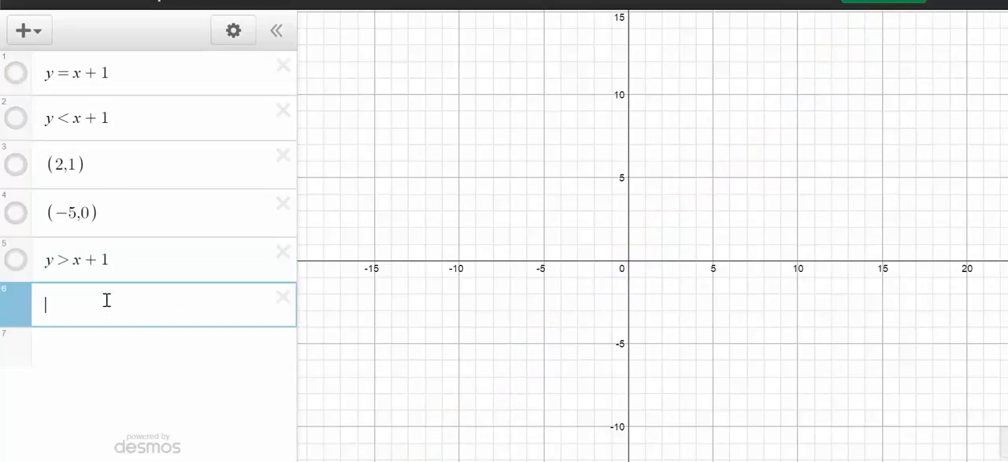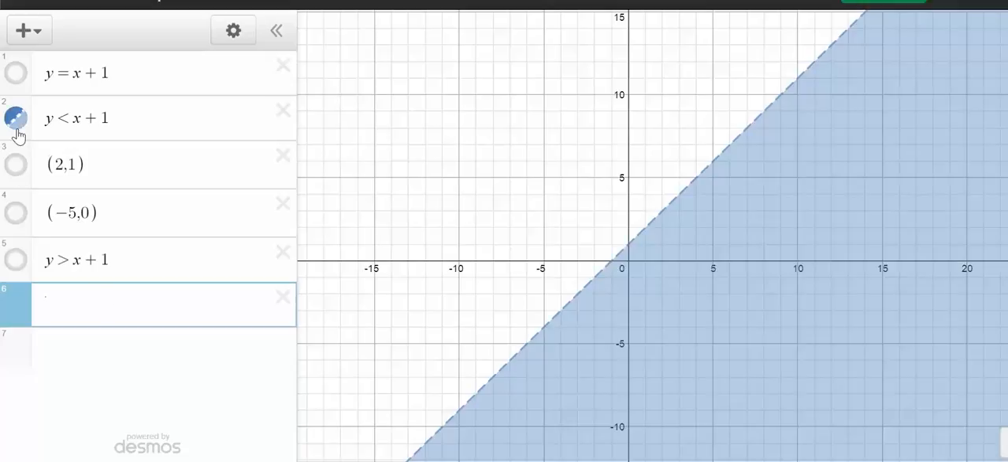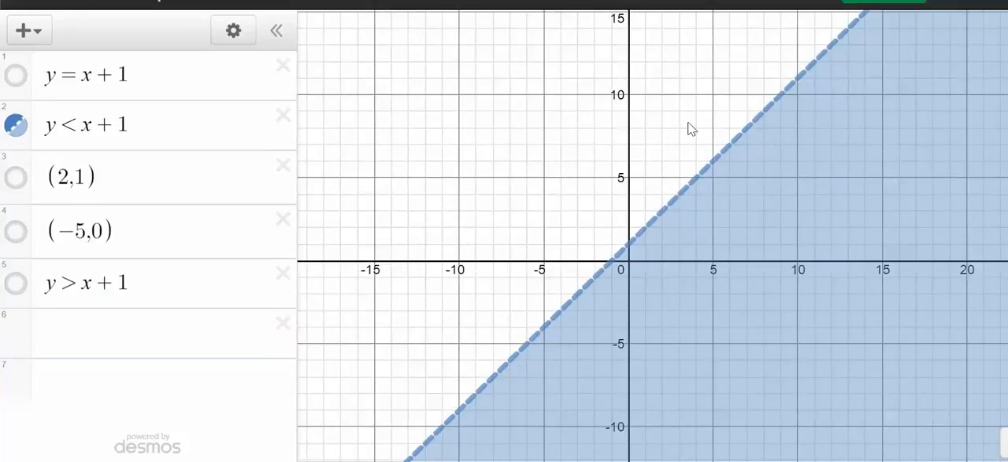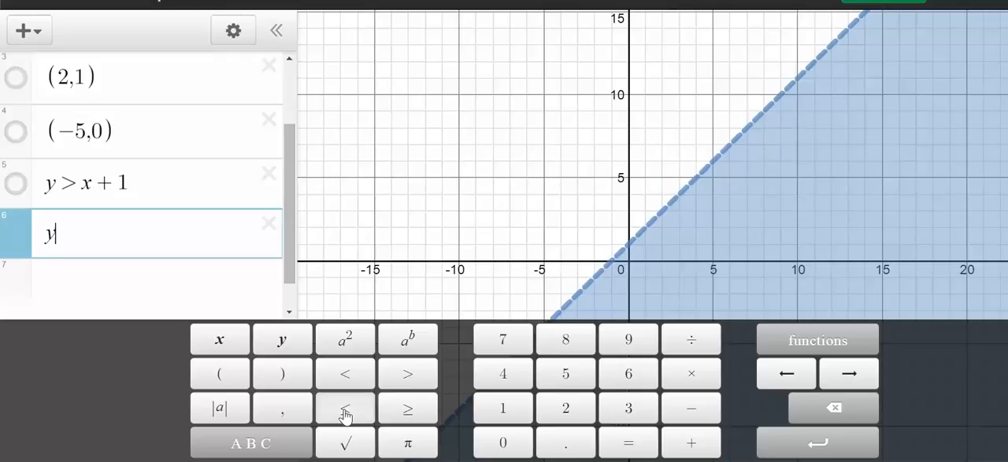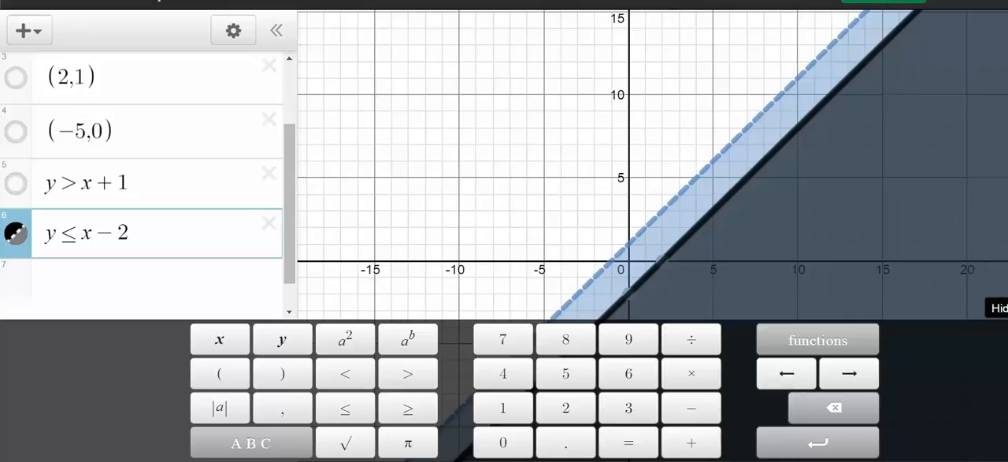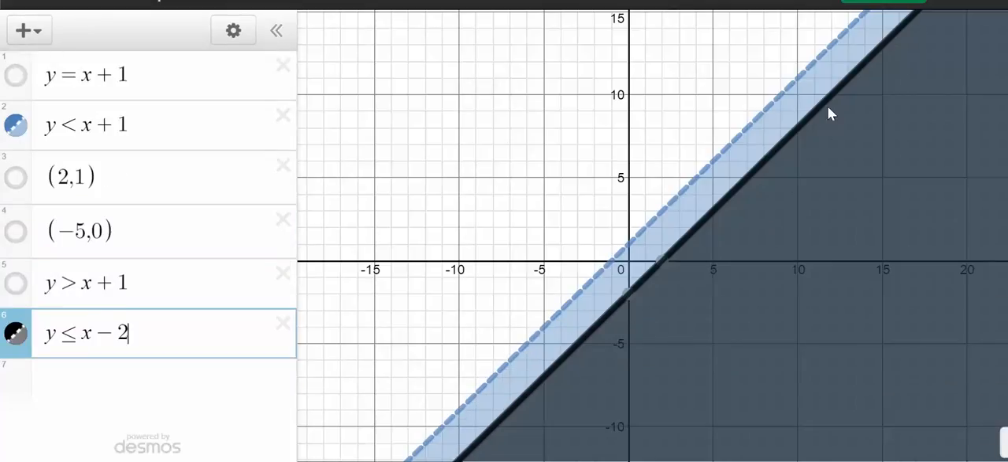Type for me, did you see, was it this one? Yes, this is how they do it. Okay, so let me go to projector mode here to make it a little bit more obvious. Take a look at this line here, y is less than x plus 1, and then take a look at this line over here. I'll do y is less than or equal to x, and then I'll just say minus 2. Okay, do that. Take a look at the black line here. I'll turn this off for a second.